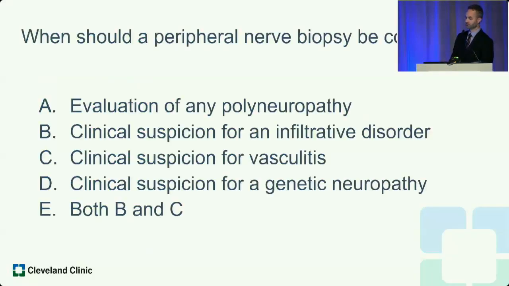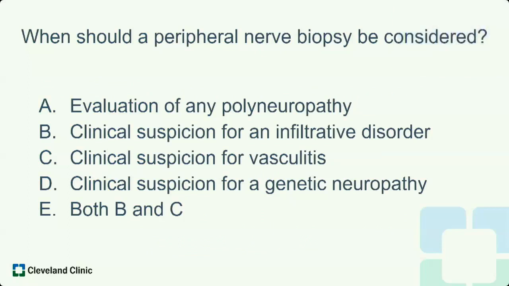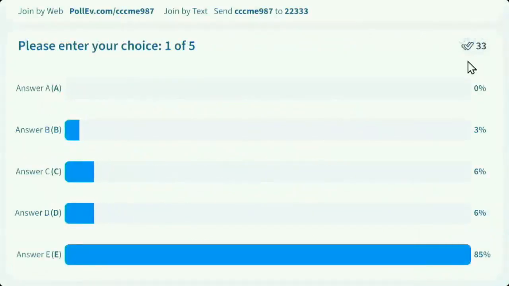All right, question number 2. When should a peripheral nerve biopsy be considered? A, any polyneuropathy. B, when you have suspicion for an infiltrative disorder. C, when you have suspicion for vasculitis. D, suspicion for a genetic neuropathy. Or E, both B and C. All right. So big push for E.